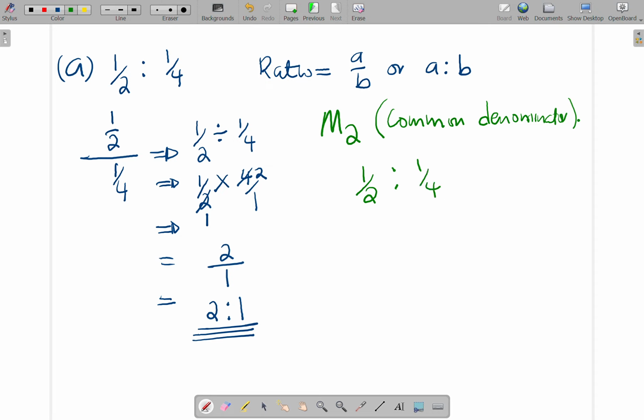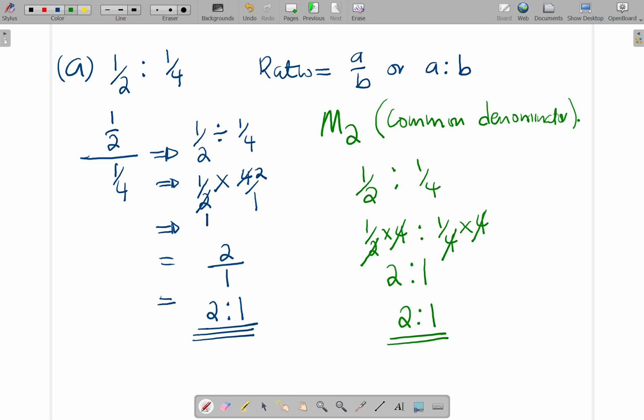So let's find the common denominator there. The common denominator is 4. So I'll multiply both sides of the ratio by 4. I'm going to say 1 over 2 times 4 to 1 over 4 times 4. So this and this would disappear. This into that I'm going to have a 2 there, and this into that I'm going to have a 1 there. So my solution really is going to be 2 to 1.